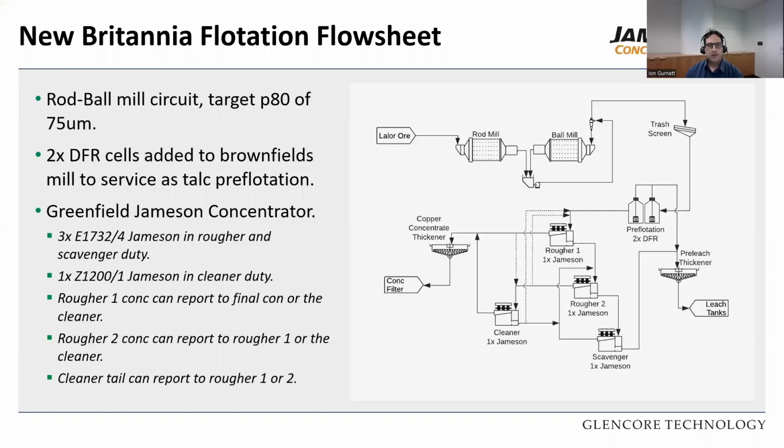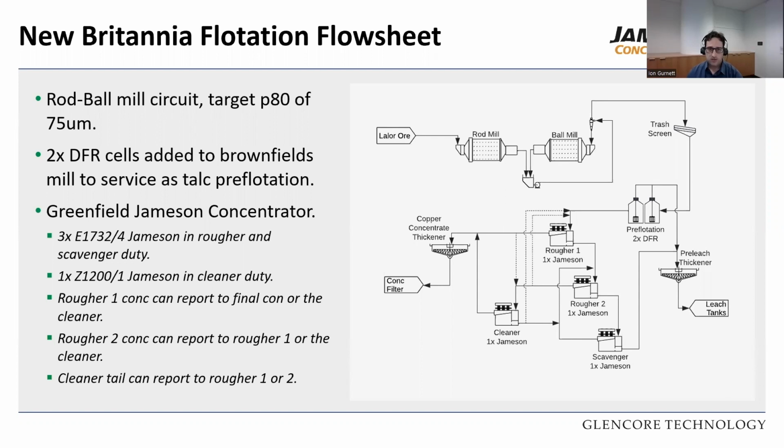The New Britannia flow sheet is up here in front of you. It is a rod mill ball mill circuit targeting a grind size of about 75 microns. They have two Woodgrove DFR cells as a pre-float that were done as a talc pre-flotation mechanism. And the tails from there fed the Jameson concentrator, where we had three E17324 cells in rougher scavenging duties and one Z1200 as a cleaner.